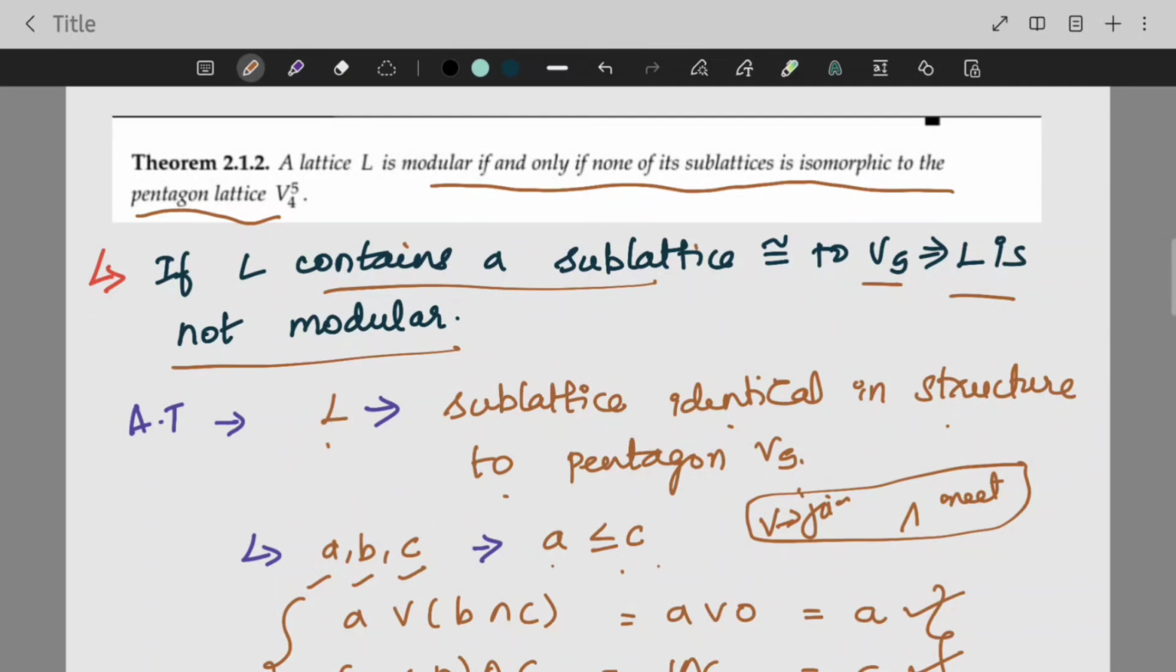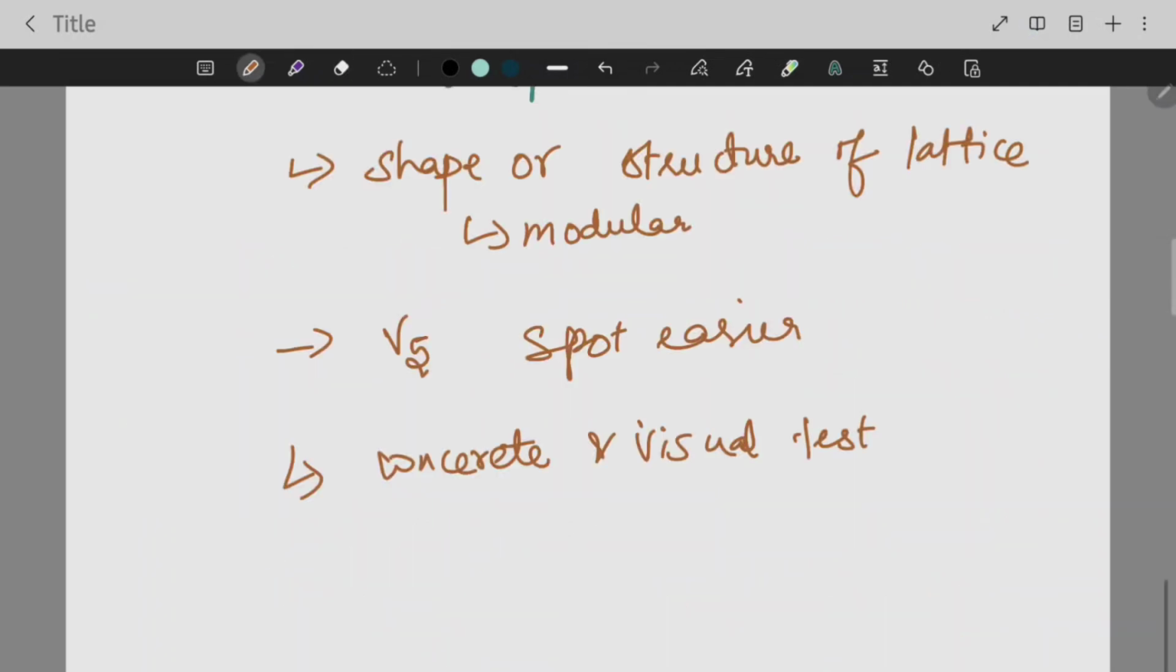Now, why does this theorem matter? This theorem is important since it gives a concrete and visual test for modularity. Look at the shape or structure of the lattice to decide if it is modular. It is often easier to spot a V5 than to check the modularity identity for all the elements.